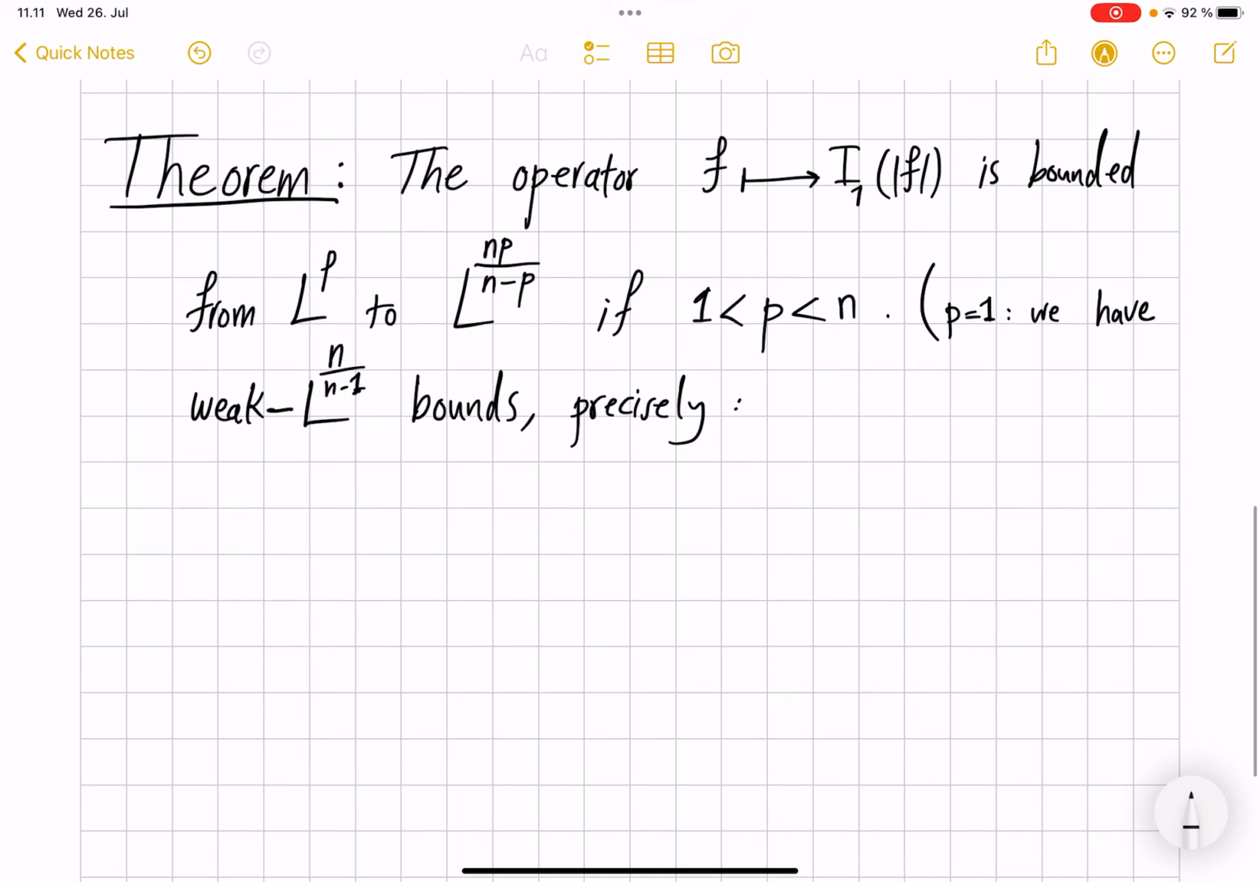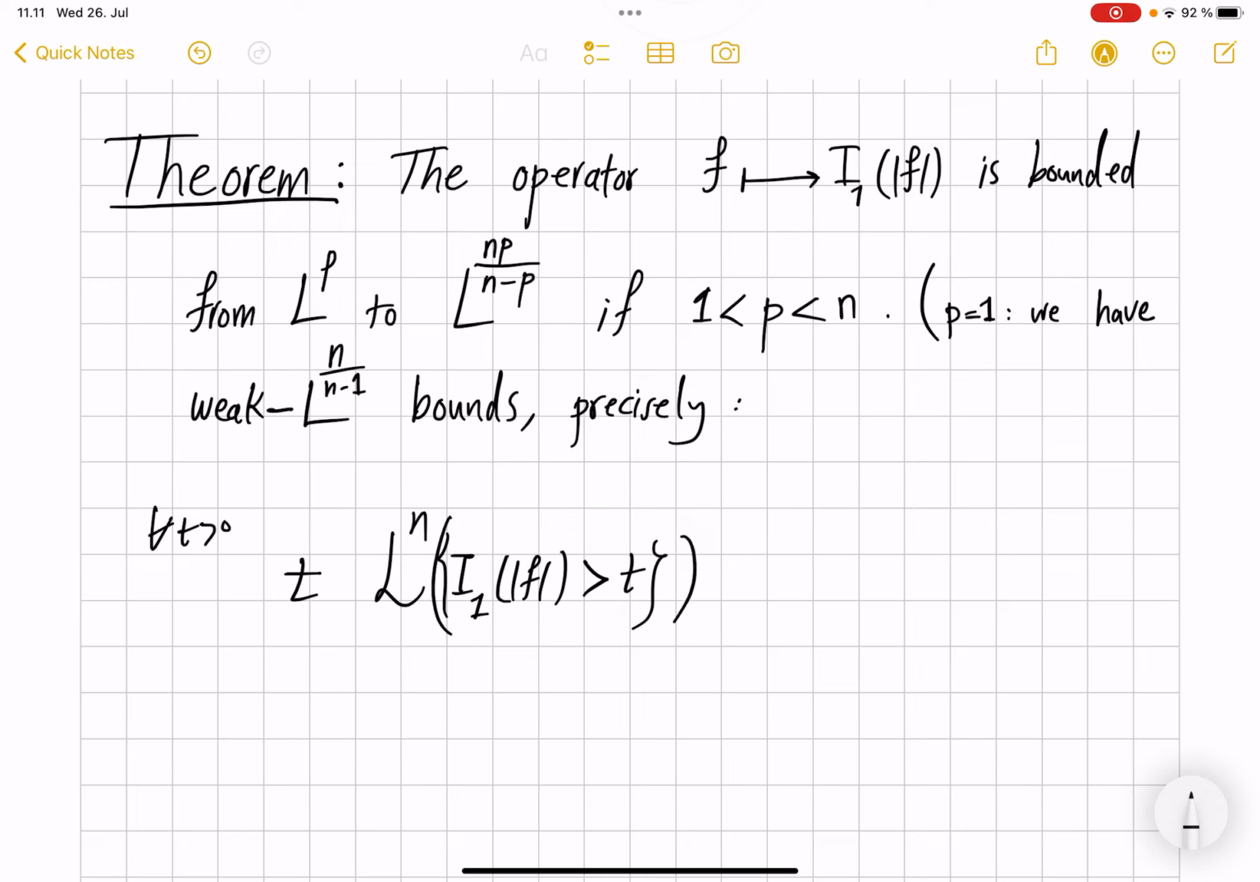So what do we mean by weak? L1 functions do not necessarily map to L^(n/(n-1)) functions, but for every t positive, the set of values where I1 of the absolute value of f is bigger than t, the Lebesgue measure of this set, times t to the power n over n minus 1.